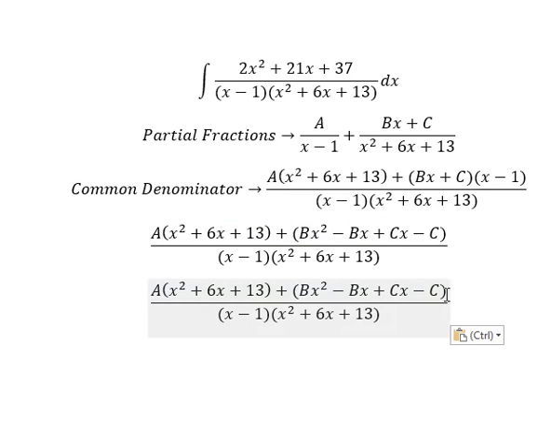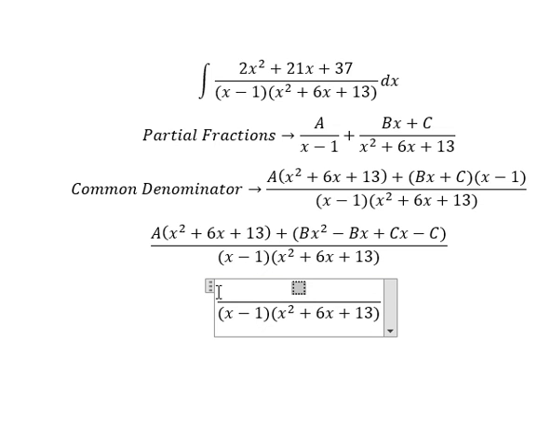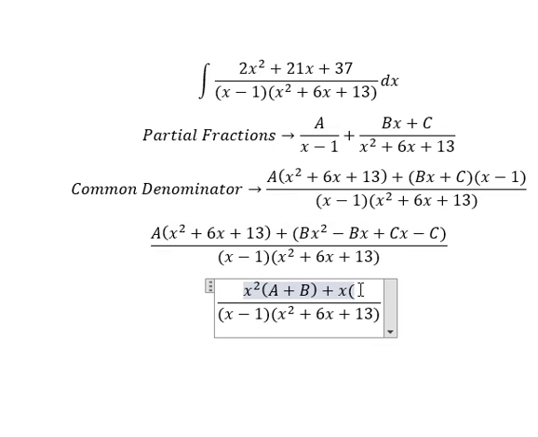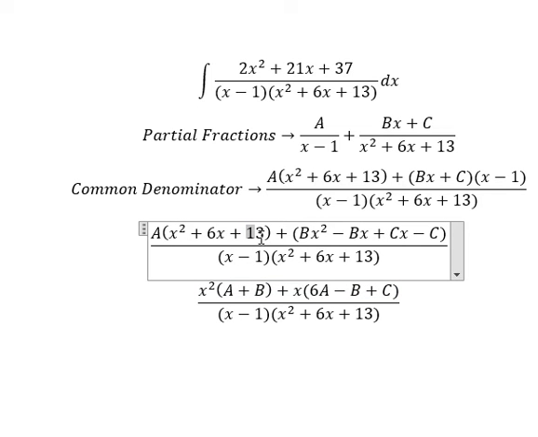Next, we need to arrange based on the terms of s. For s squared, we have A and B. For s, we have 6 with A, so we have 6A, negative 1, and positive C. For the numbers, we have 13A and negative C.